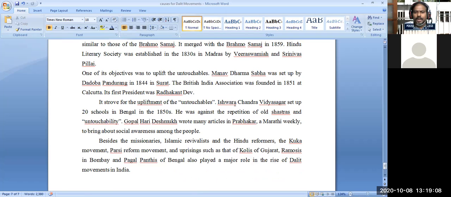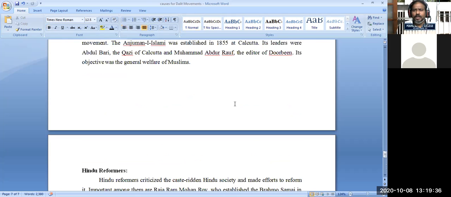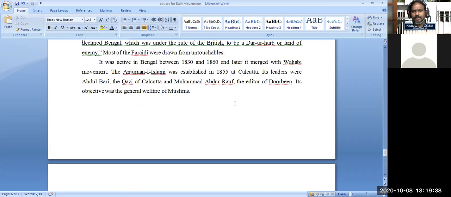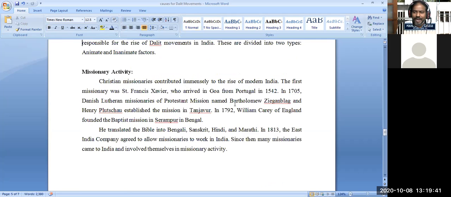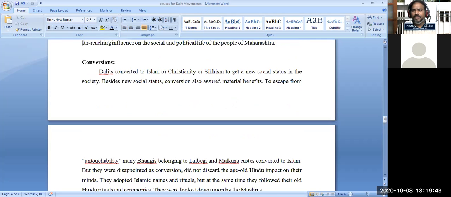Besides the missionaries, Islamic revivalists and Hindu reformers, the Kuka movement, the Parsi reform movement, and uprisings such as those of the Kolis of Gujarat, the Ramosis in Bombay, and the Pagalpanthis of Bengal also played an important role in the rise of Dalit movements in India. Apart from these, many other important factors led to Dalit movements in India.